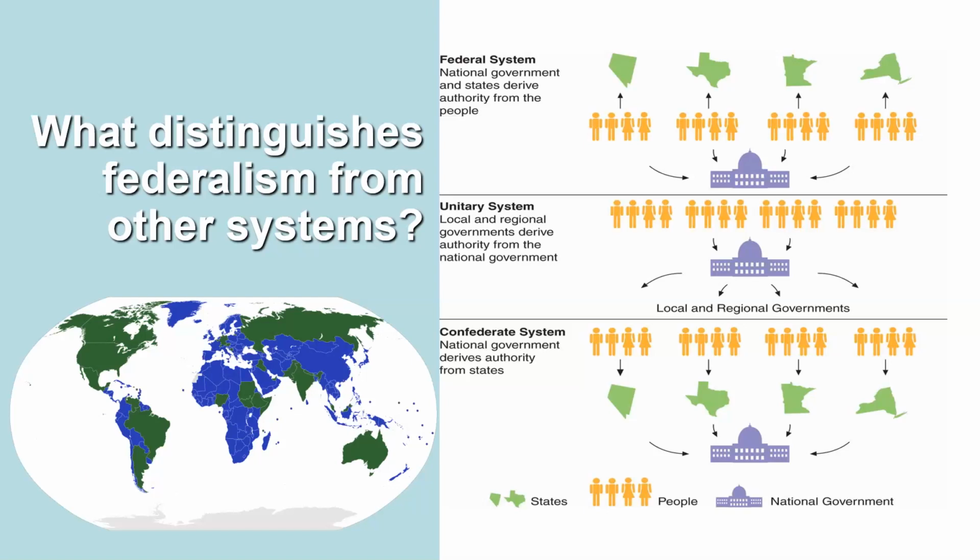This type of system is not very widespread among countries of the world, although there are international organizations, such as the United Nations and the European Union, which follow the model of a confederate system.